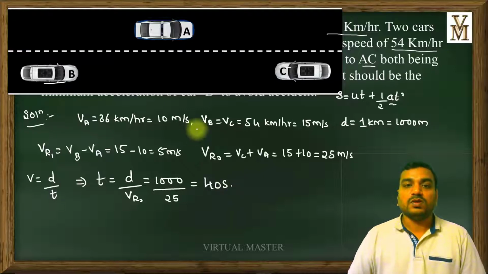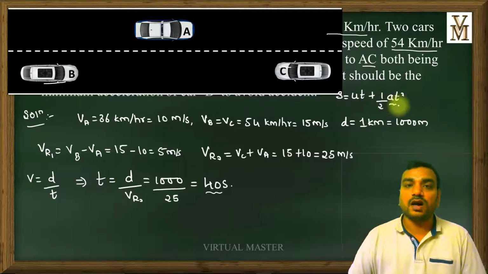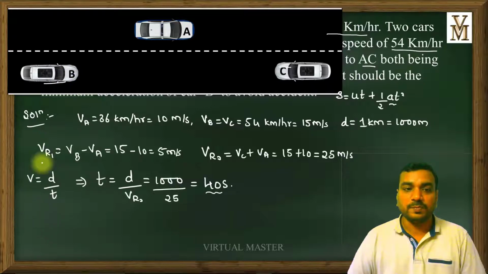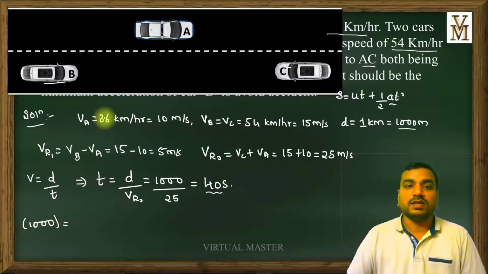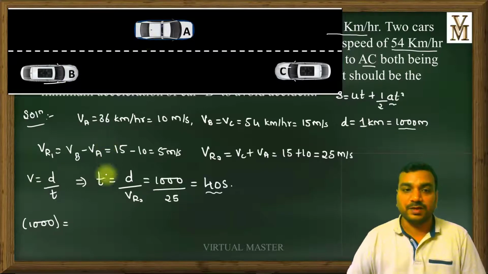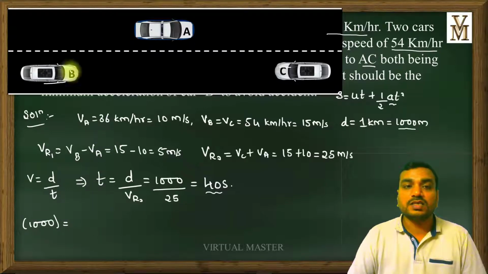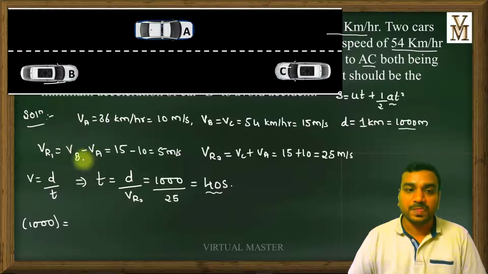Now let us use the value of t in the formula S equals ut plus half at square to find the acceleration of car B. Now what is S? S is nothing but the distance, which is equal to 1000 meter, that is the distance between car B and car A. And u is nothing but the initial velocity of car B with respect to car A, the relative velocity of car B with respect to car A. It will be equal to 5 meter per second.